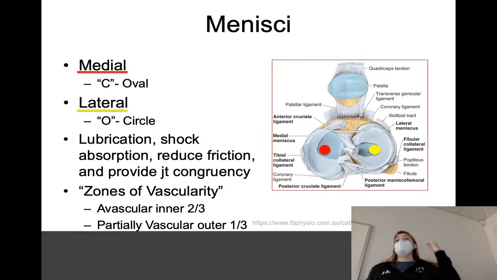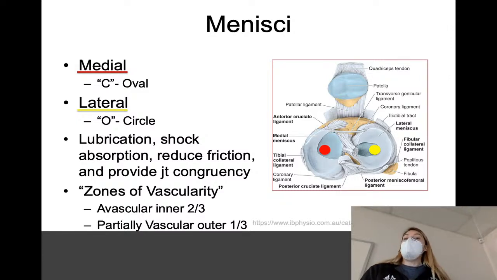A very important part of your menisci is the zones of vascularity. If you've known anybody with a meniscus tear, maybe some of them got surgery for it, some of them didn't. Some of them got what's called a meniscectomy, which means they just got that part chopped out, or they had a repair done. It got sutured back together. What's going to happen to you if you have a meniscus tear is all due to the zones of vascularity. Vascularity means your blood supply.